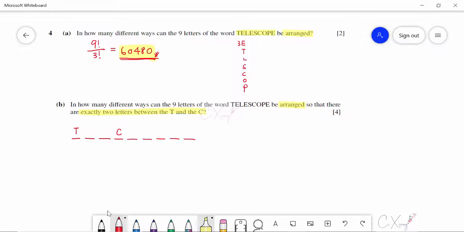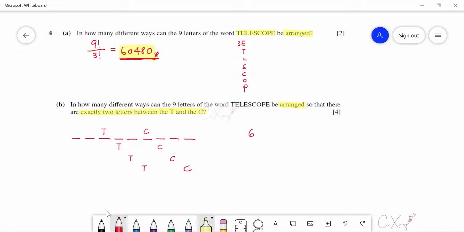So this is our first position. Okay, and then you can also have T and C here, which is a second possible position. Then the third one will be this one, right? Then the fourth one will be this, the fifth one, and the sixth one. So which means that if we want to have exactly two letters between T and C, there are 6 possible positions that we can place them when we want to arrange the 9 letters. Therefore, I will have 6.